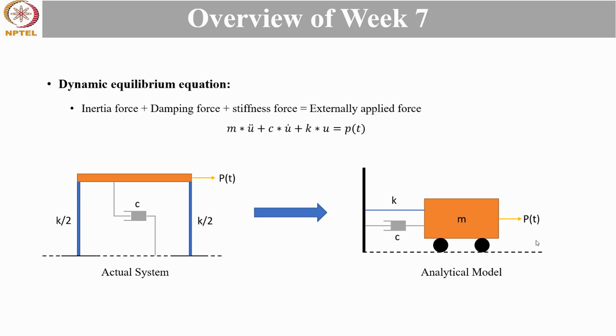just to brush up things, the dynamic equilibrium equation is given as inertia force plus damping force plus stiffness force is equal to externally applied force. So assuming that the frame is rigid and the deflection can happen only in horizontal direction and the mass of the supporting columns is negligible, the actual frame structure can be transformed into an analytical model as shown in the figure. So this is something that we have been reading since week 1 of this course.